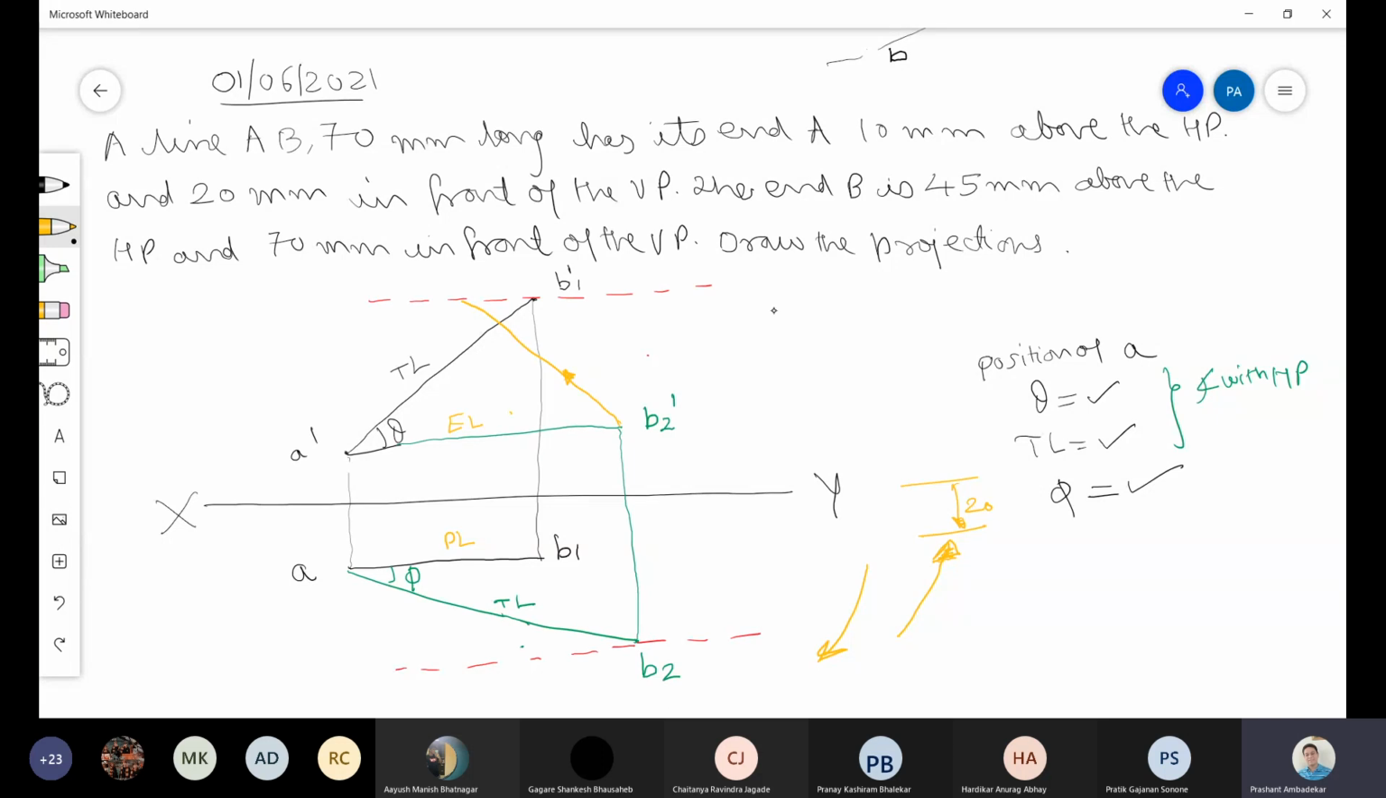This can also be rotated like this, in the downward direction. Then we have to show arrows for all the projectors. This projector is drawn like this, which means that first the front view is drawn and then the top view is drawn. Similarly, this projector is drawn in this direction.